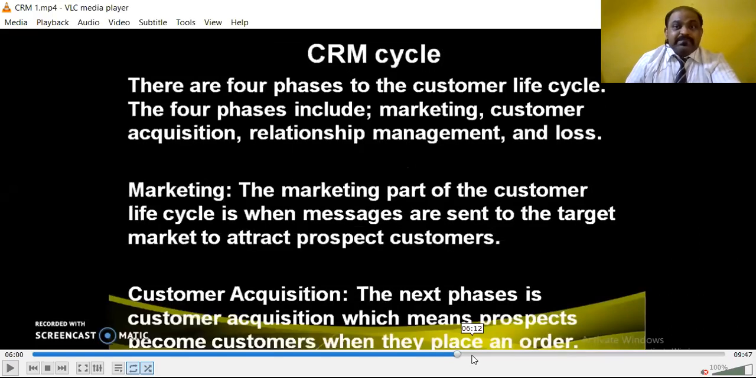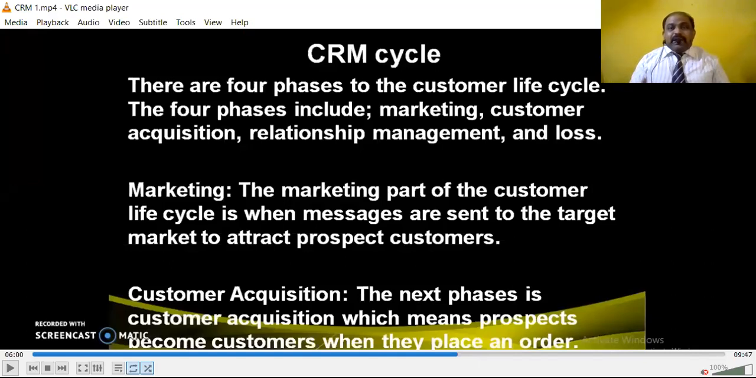Then comes the CRM cycle. Very important. How customer relationship management works. कैसे काम करता है CRM? There are 4 phases to the customer life cycle. The 4 phases include marketing, customer acquisition, relationship management, and loss or churn, churn, loss, nuksan. Again, I am repeating the phases of a customer life cycle. The first time the company interacts with the customer is during the marketing.